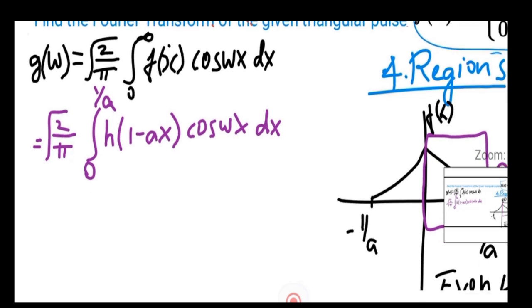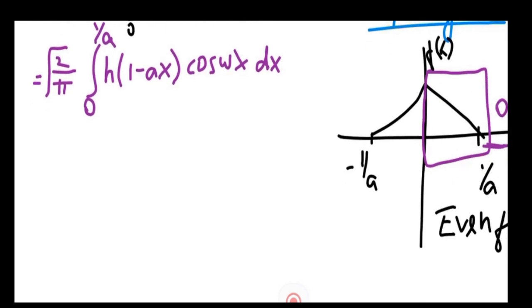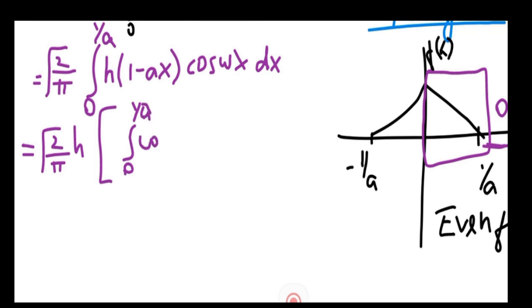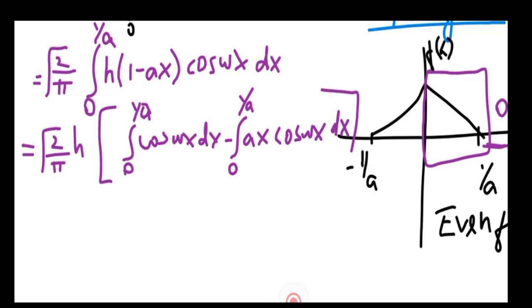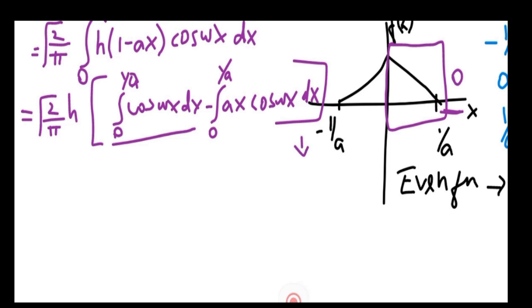Now expanding and separating the integral, we can take h outside because h is constant. So the integral can be written as the integral from 0 to 1 over a of cos omega x dx, minus a times the integral from 0 to 1 over a of x cosine of omega x dx. Let's consider this as equation number 1.